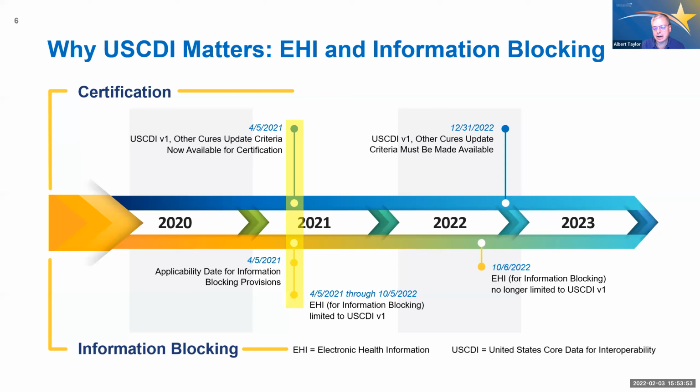Now that's through October of this year. After October of this year, the information blocking provisions call for all electronic health information that is managed by a health IT system. It's not only the information that's in USCDI, it is the information that's included in USCDI, but that's not all that is covered by information blocking. And then the other key date, also from this year, is that at the end of this year, December 31st, all of the Cures Act criteria must be made available to customers, and that includes the mandatory implementation of USCDI for certified health IT.